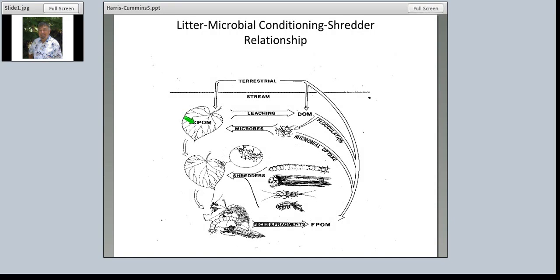And the output of this, so leaf leaching, microbes in, shredders feeding, the major output is fine particulate organic matter, which feeds, the major group that it feeds are the collector invertebrates. And it's among the collector invertebrates that are the overwhelming majority of those invertebrates which are consumed by juvenile anadromous salmonids and probably resident salmonids.